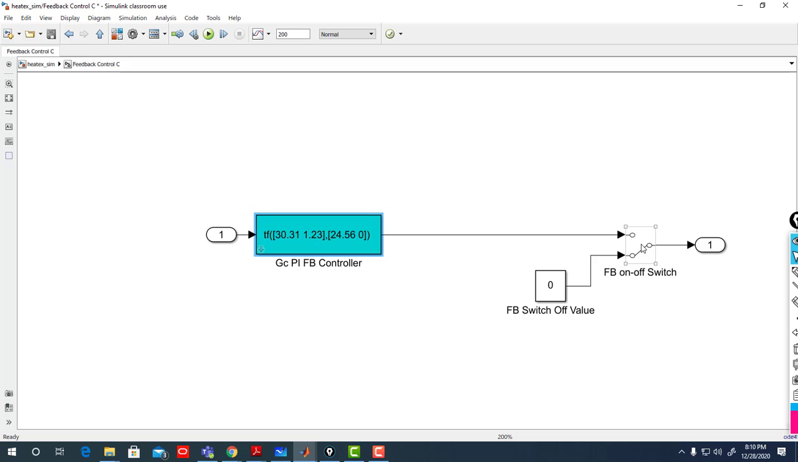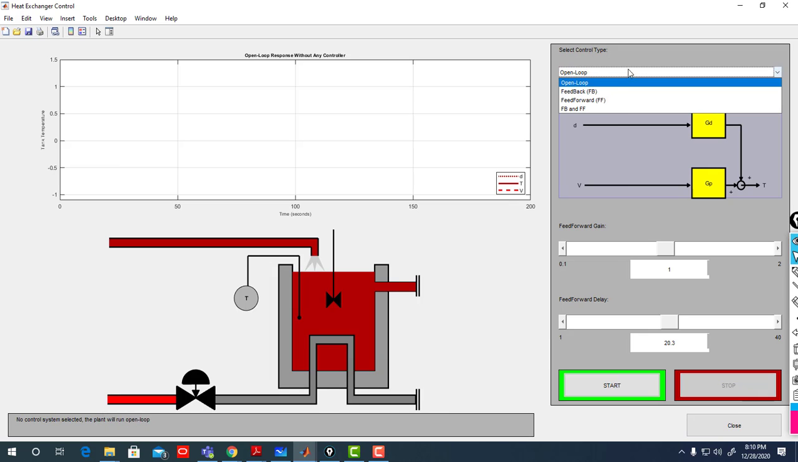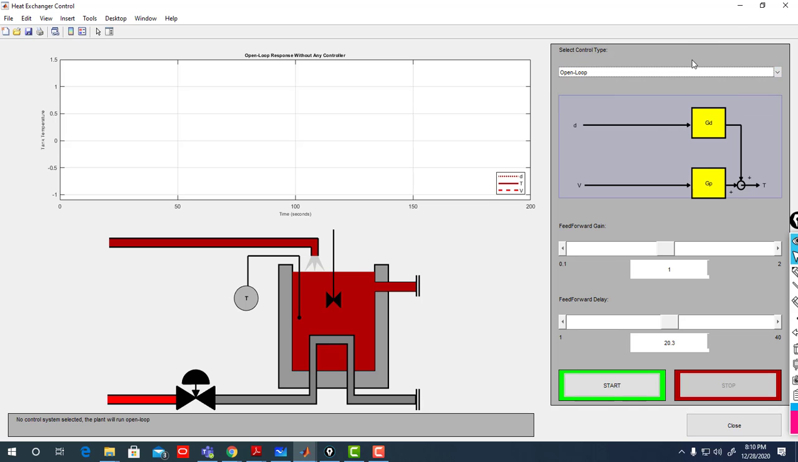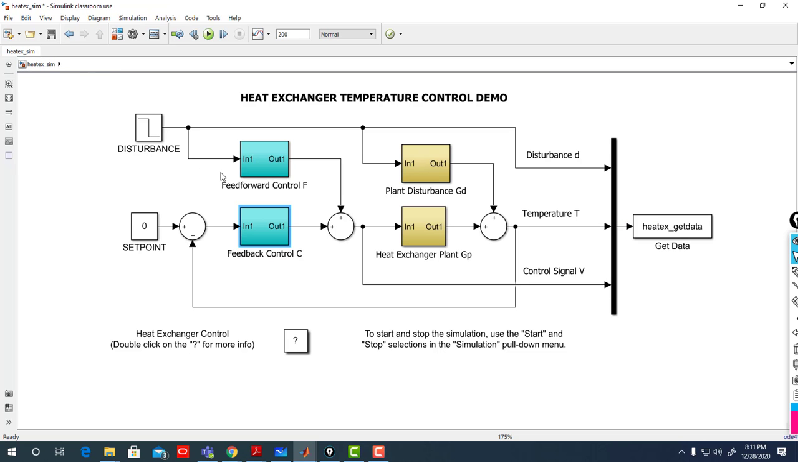So here the switch is reflected by the fact that you can select from here, do I need feedback or I don't? If I have, then it is not 0, if I don't have. So you know, this thing changes here when you do it interactively. Yeah, that's it. Remember, disturbance is at 20 seconds. Set point, my desired controller goal, is 0.